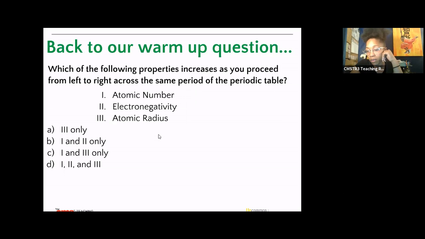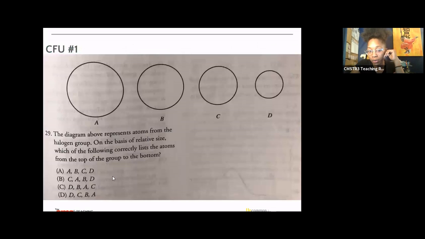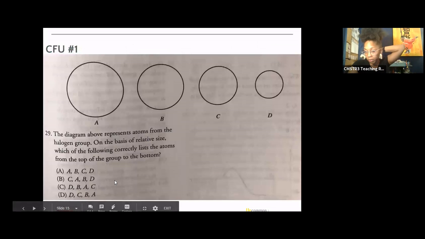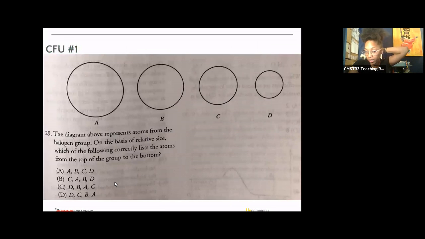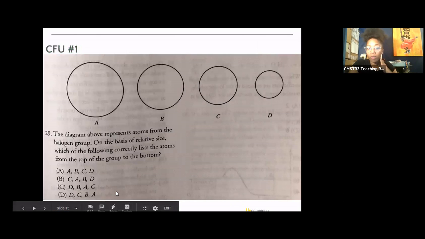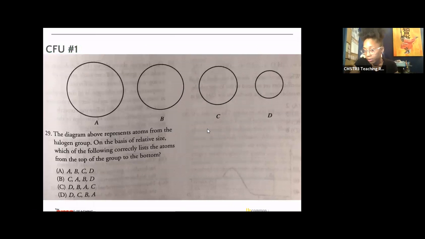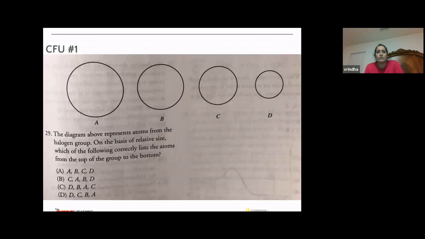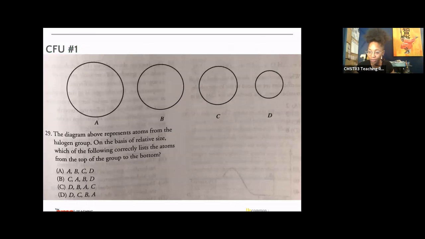Couple other things to talk about with our good friend, the periodic table. Oh, look, I forgot there's one more question, my bad. Another check for understanding. This diagram represents atoms from the halogen group. Anybody remember which group of the periodic table is the halogens? What number? Fluorine. 17. Good, I hear 7, 17, and I hear fluorine. All correct. There we go.